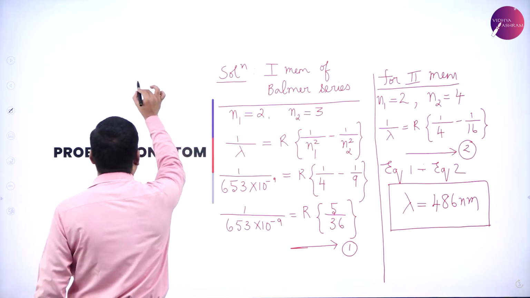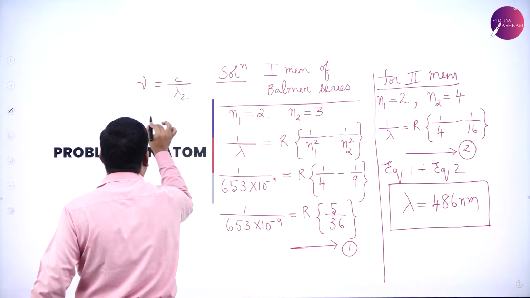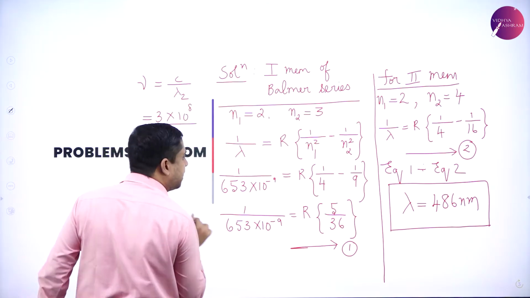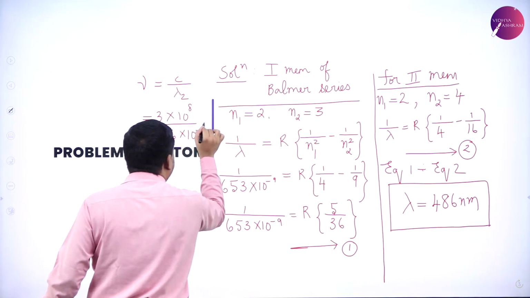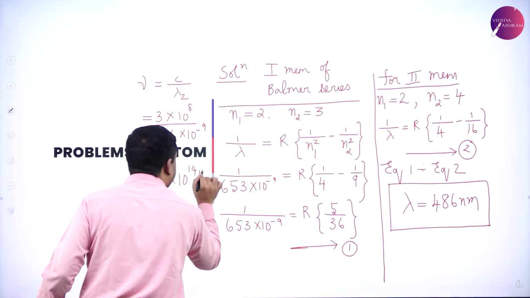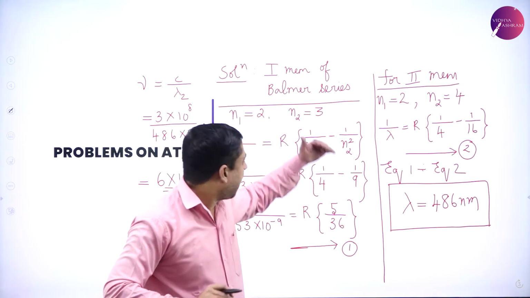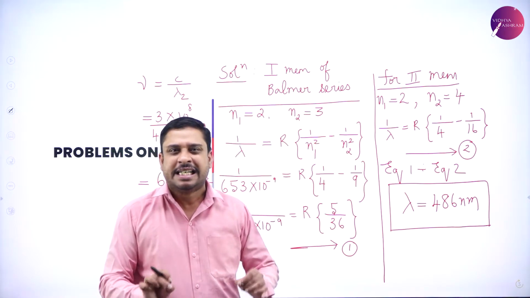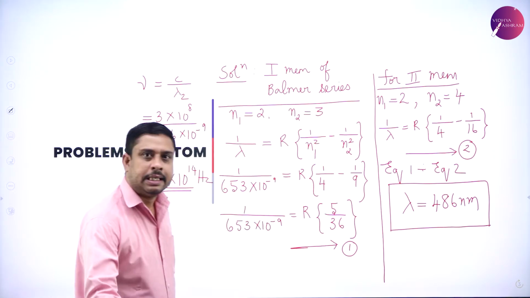So we know frequency nu is C by lambda 2. C is 3 into 10 power 8. Lambda 2, 486 into 10 power minus 9, which is nearly 6 into 10 power 14 hertz. See, I've bisected the problem analytically. Take down a calculator, check for the simplifications. You will become thorough with the calculations. Next one, students.